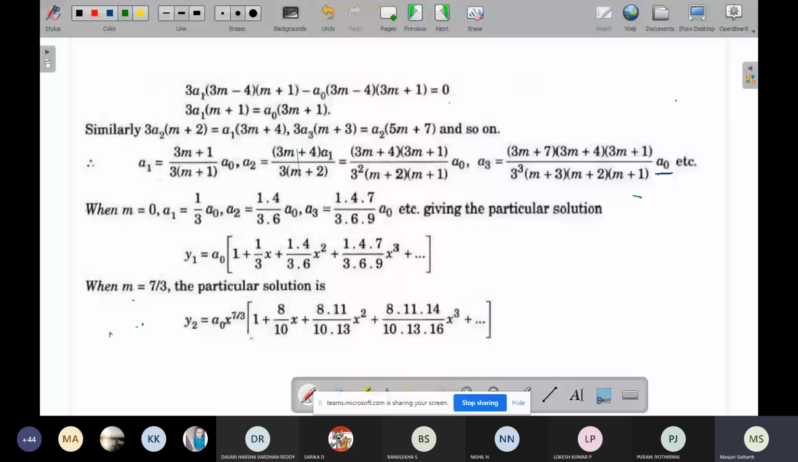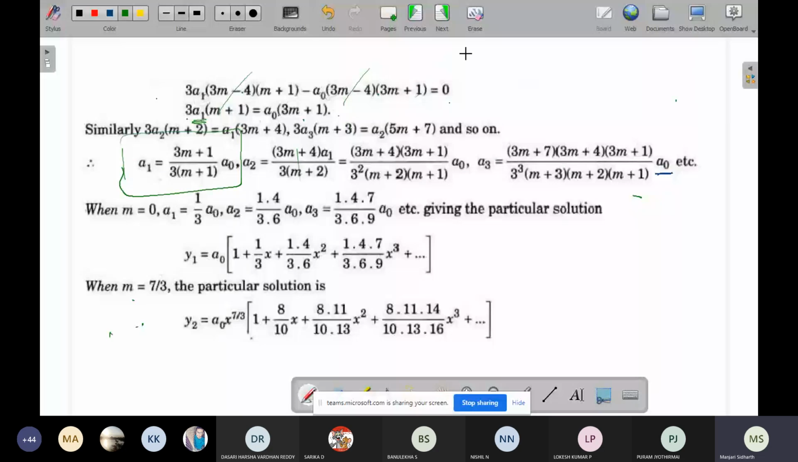Now we have a1 and a0, so we'll always find the higher suffix value in terms of the lower suffix value, right? So this 3m minus 4 will be cancelled, take common and cancel, means you just divide the whole equation by 3m minus 4, then only it will be cancelled. Okay, 3a1(m plus 1) is equal to a0(3m plus 1). You will get that a1 value is a0(3m plus 1) by 3(m plus 1).